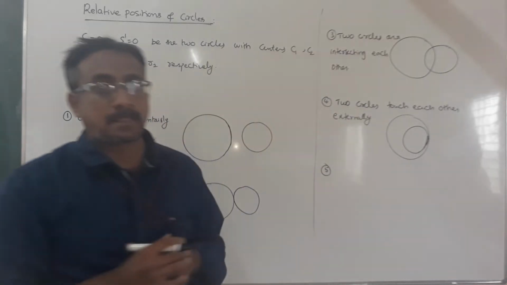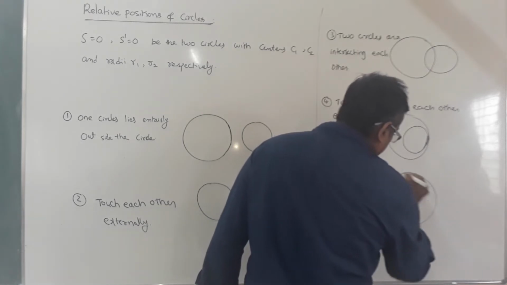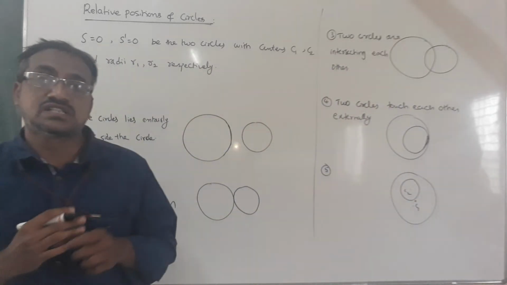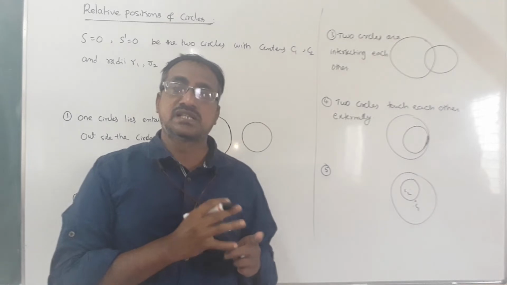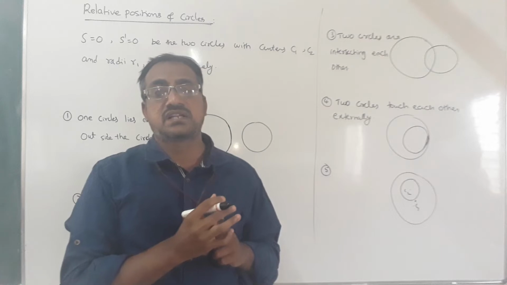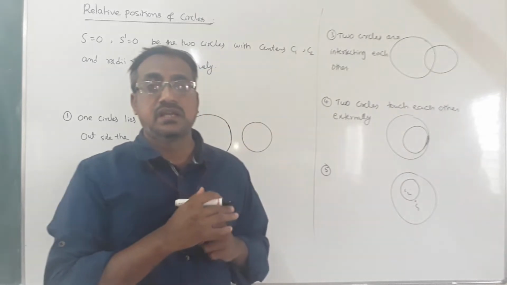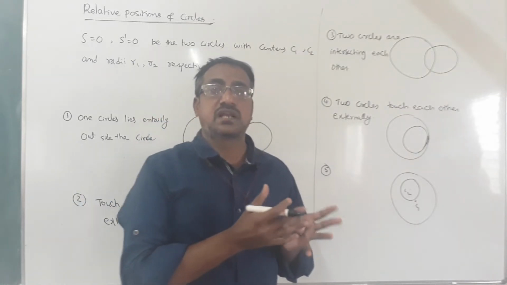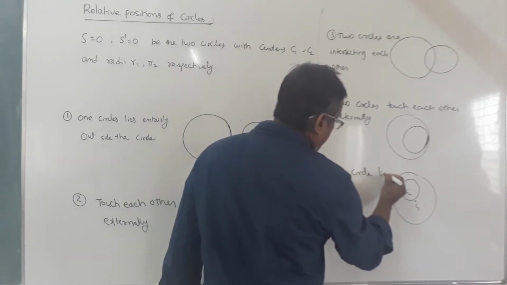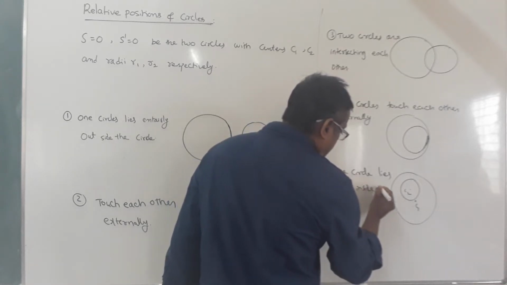Now the fifth one. Look at this. Remember, this is not about concentric circles. These are not concentric circles. These are two circles with different centers. Now you can see here one circle lies entirely inside the other.